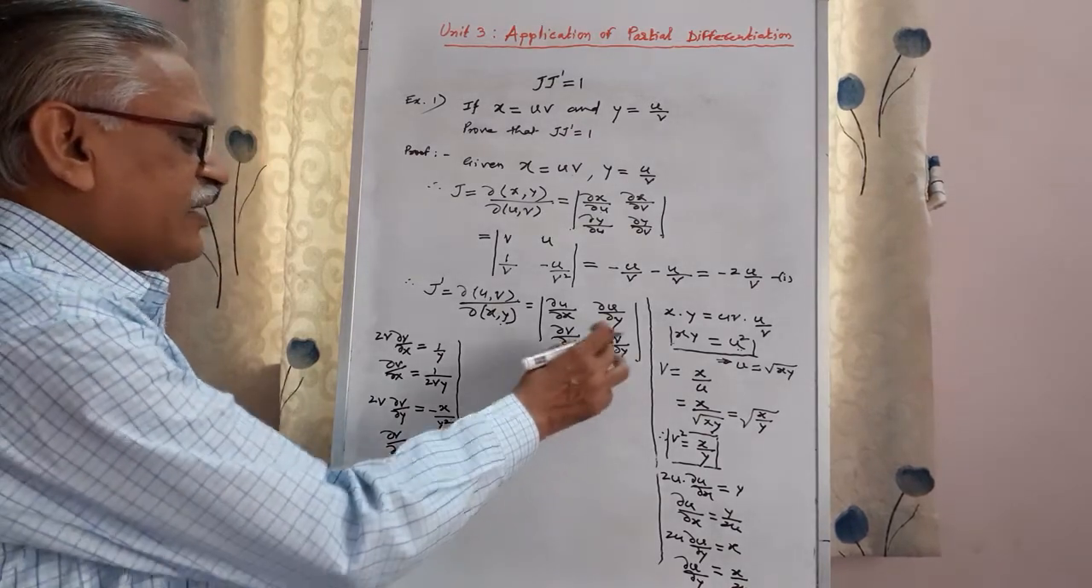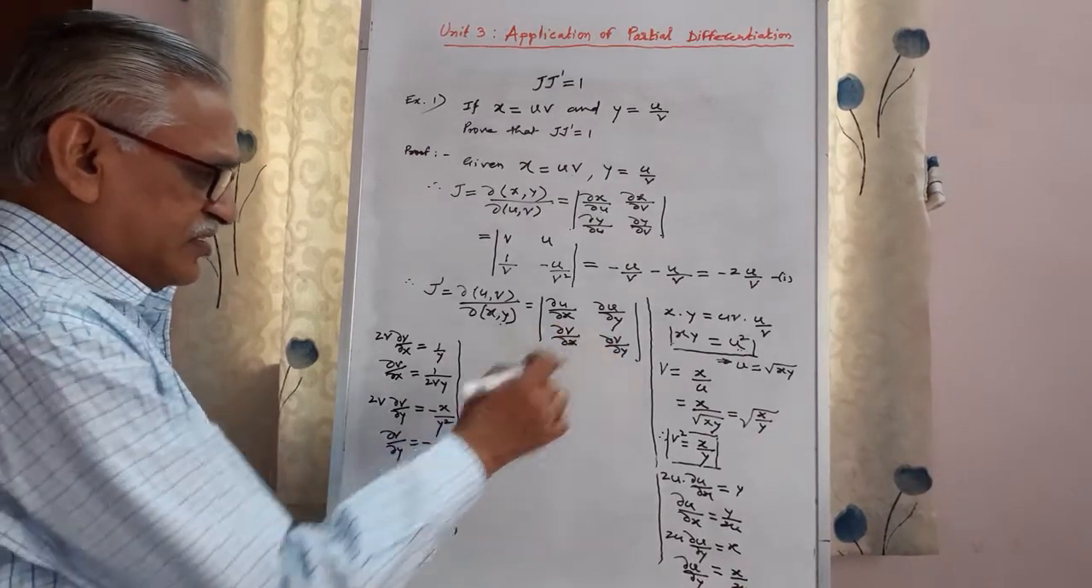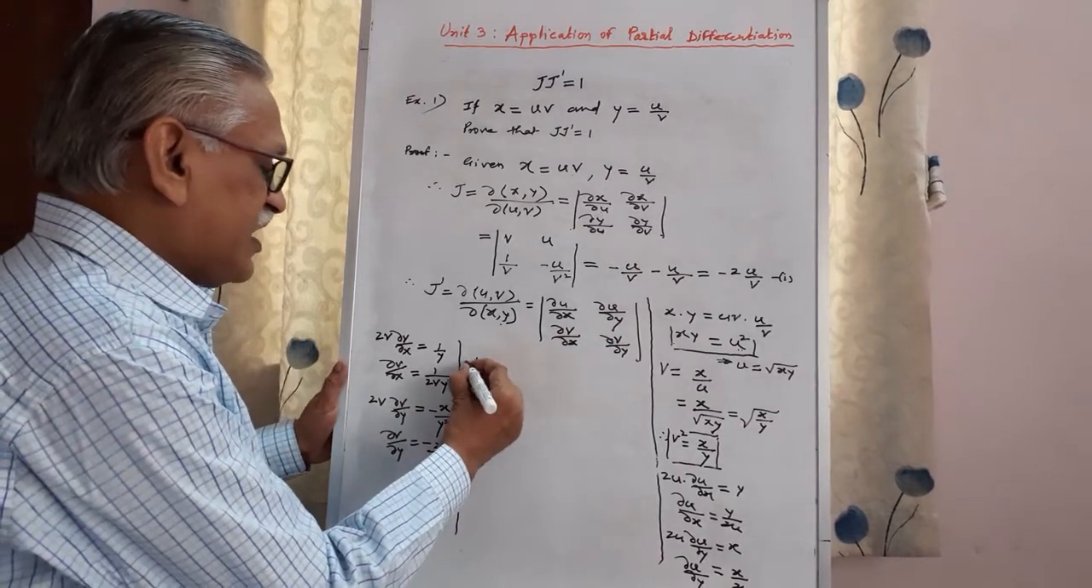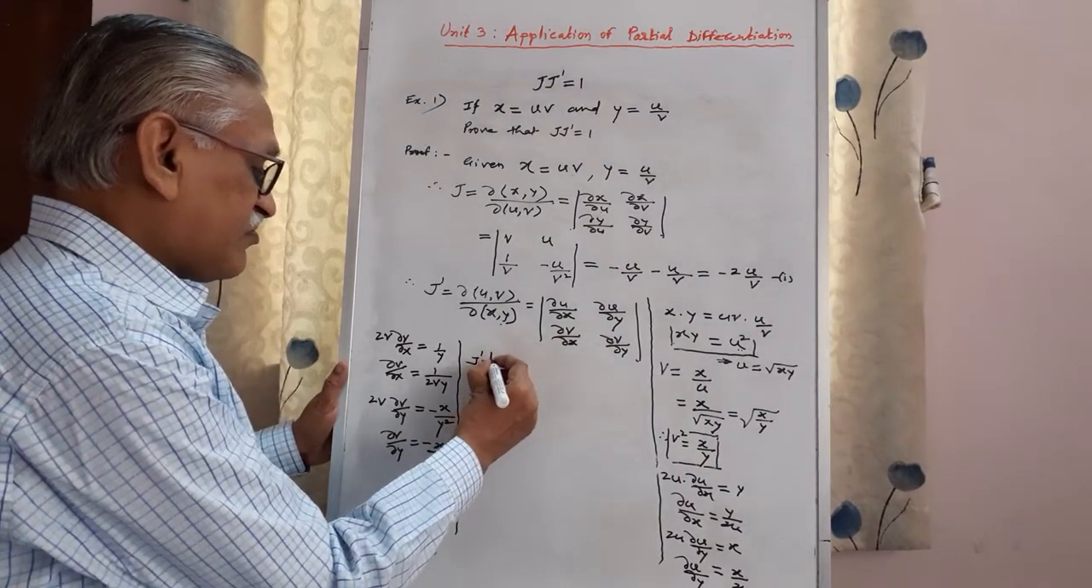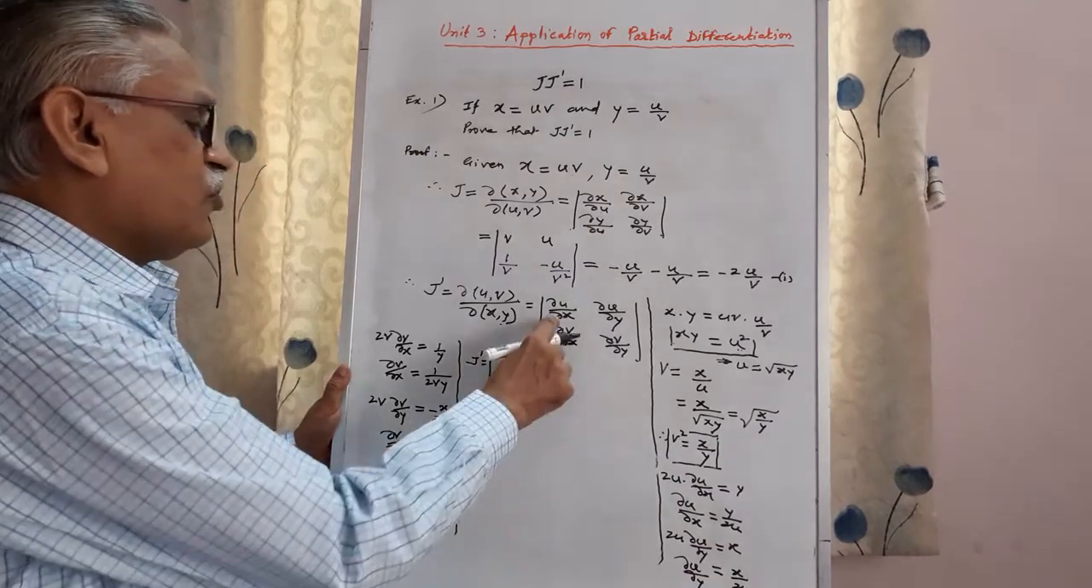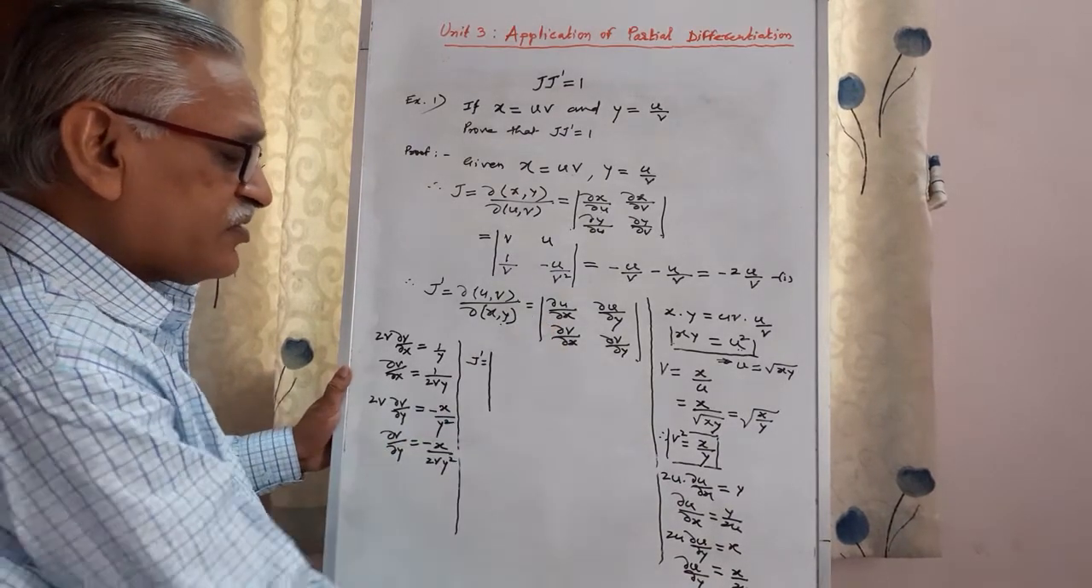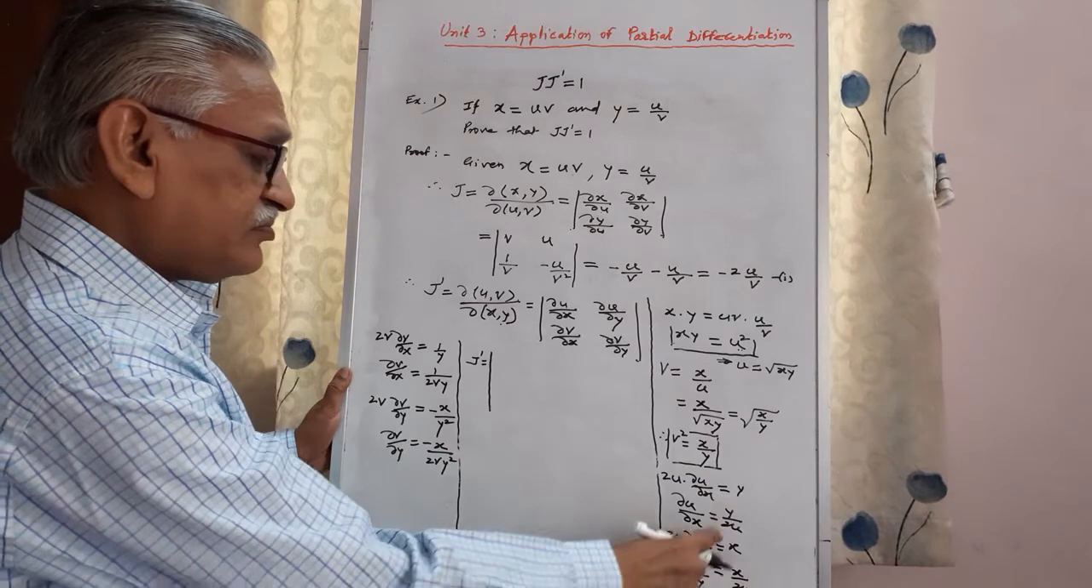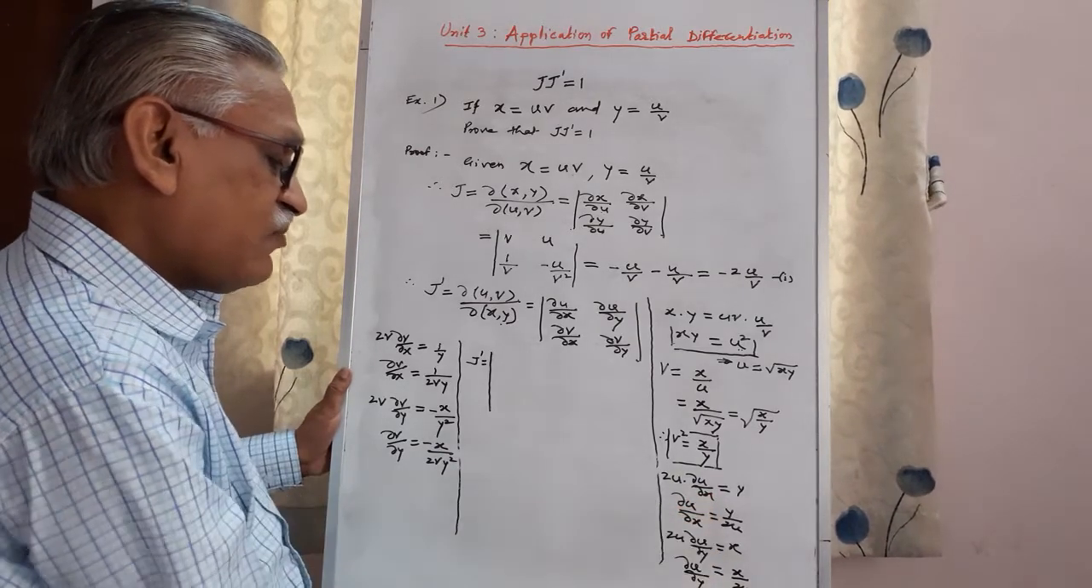Put all these values in this determinant. Therefore J' becomes a determinant of ∂u/∂x. The value of ∂u/∂x is this one, y upon 2u.